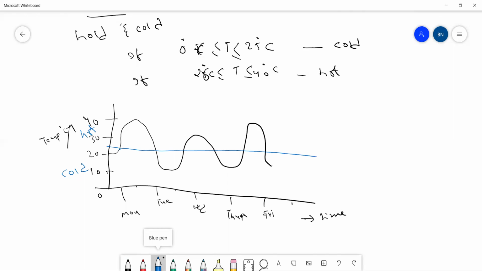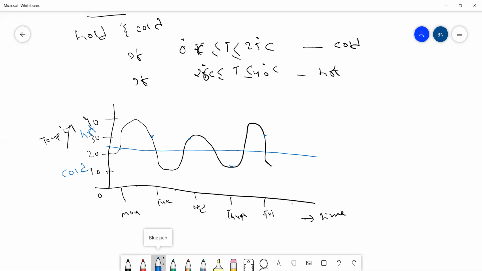So Tuesday this is the temperature. Wednesday this is the temperature. Thursday this is the temperature, and Friday this is the temperature. So from this figure, it is apparent that your digitalized version of the weather is not an accurate representation of the actual weather.